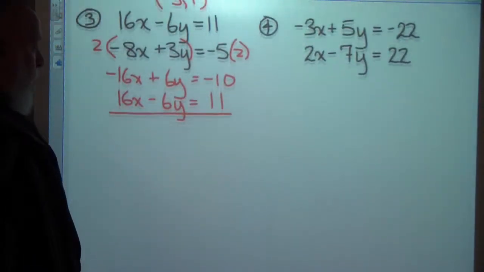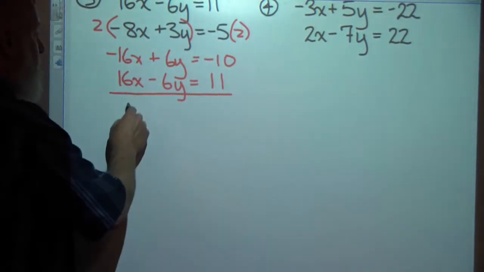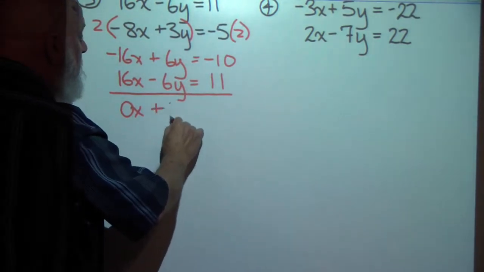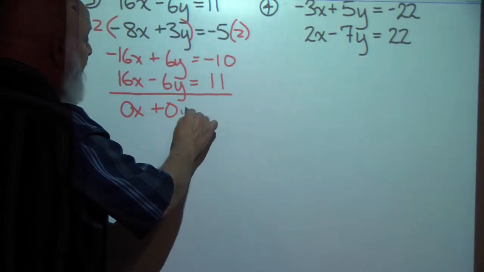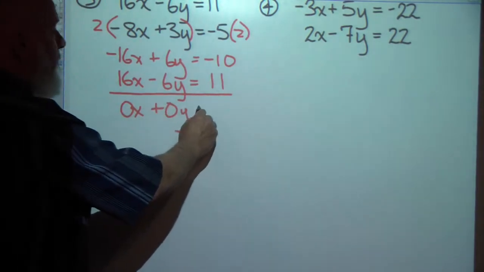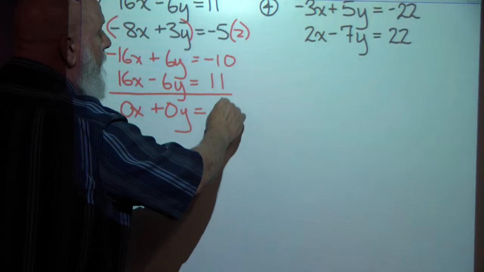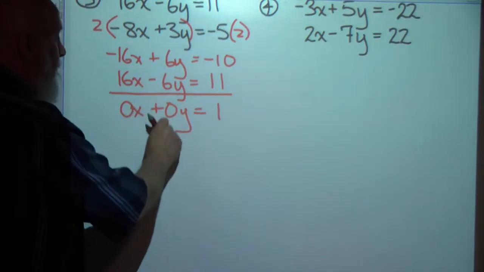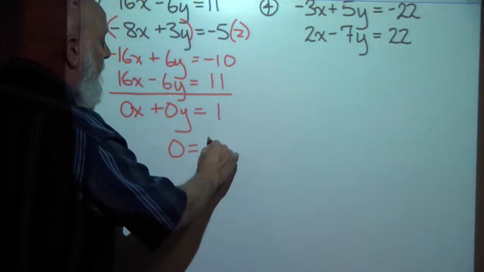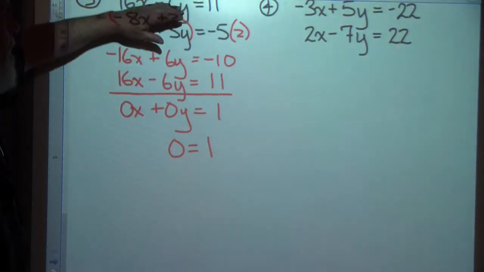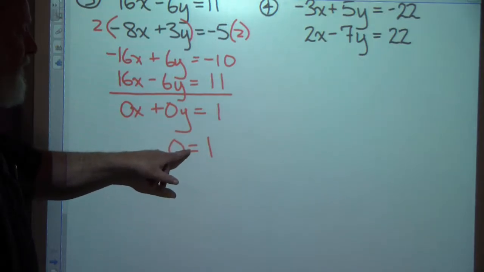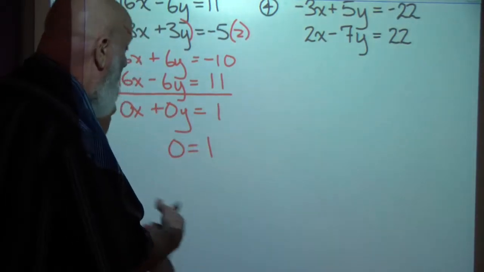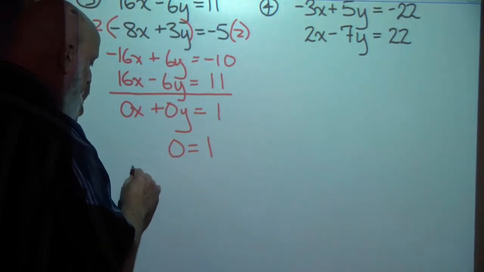So here we go. Adding these together, this gives me 0x plus 0y. Looks like this side is 0 again. My variables disappeared. I don't have any variables. Equals 1. 11 minus 10 is 1. This gives me 0 plus 0 is 1. That's a false statement. All of my variables disappeared and I'm left with a false statement. That means that we interpret that to mean that there are no solutions to this system.